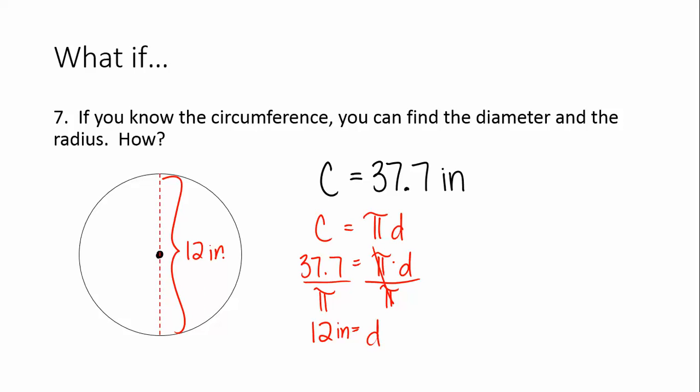And we need to find the radius. Remember, the radius is just half of the diameter, so we would say 6 inches. And you could have found that using the other formula. You could have used 2 pi r and solved for r. You would have gotten 6, and then you would double it to get 12.